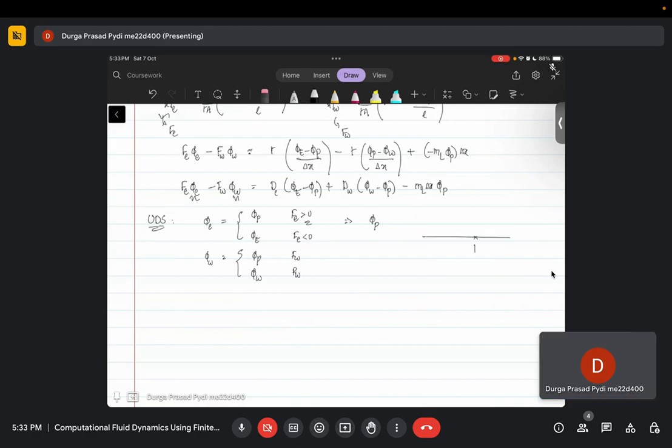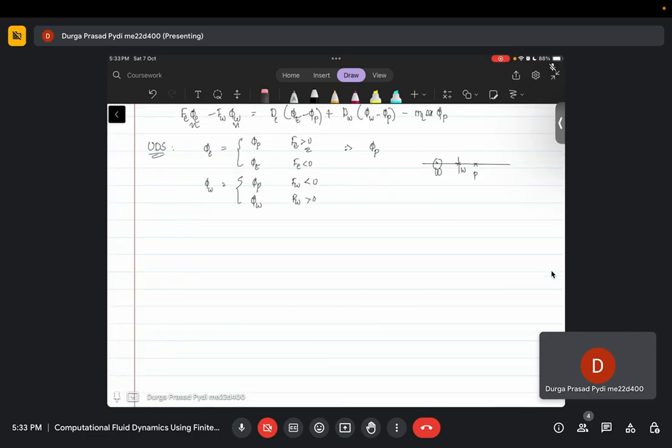For Fw to be negative, phi W equals phi p. If Fw is negative, phi W will be phi p. If it is positive, then it will be phi west. So in our case, Fw is positive, so we will use phi W here.